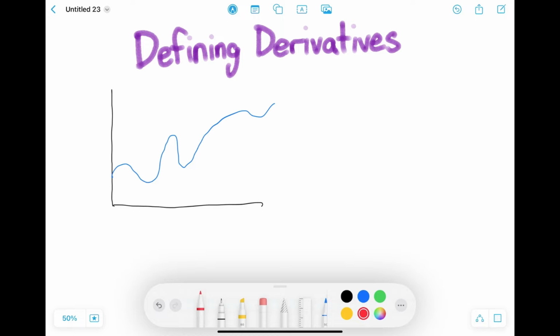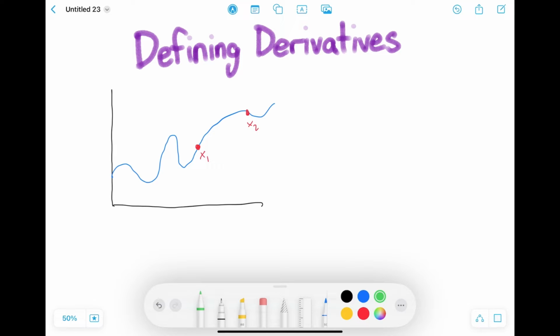So what I'm going to do here is define 2 points. Let's say we have x1 and we have x2 here. And I want to find what is the instantaneous slope at x1. How much is y increasing for every increase of 1 in the x right at x equals x1?